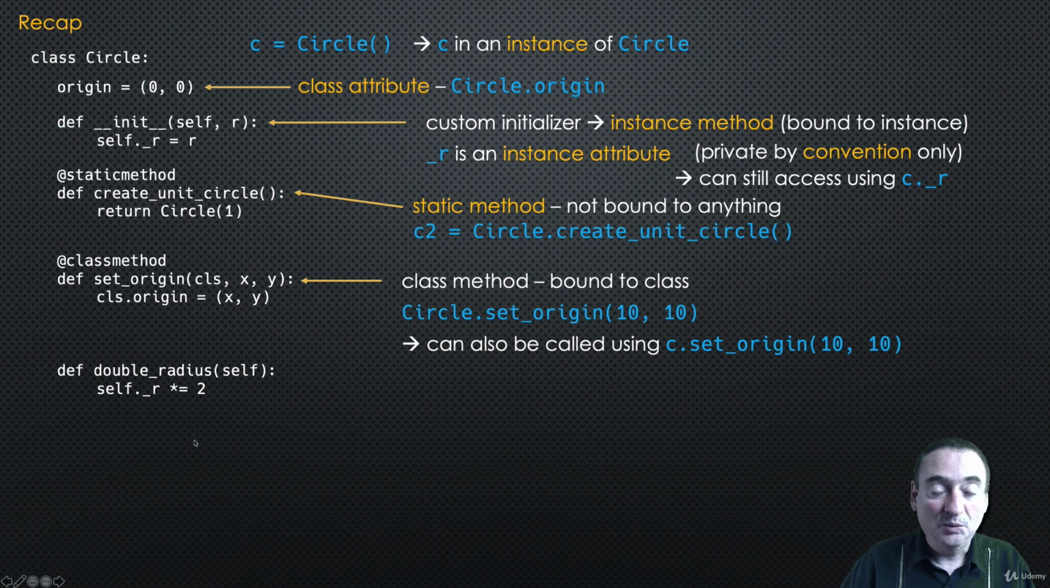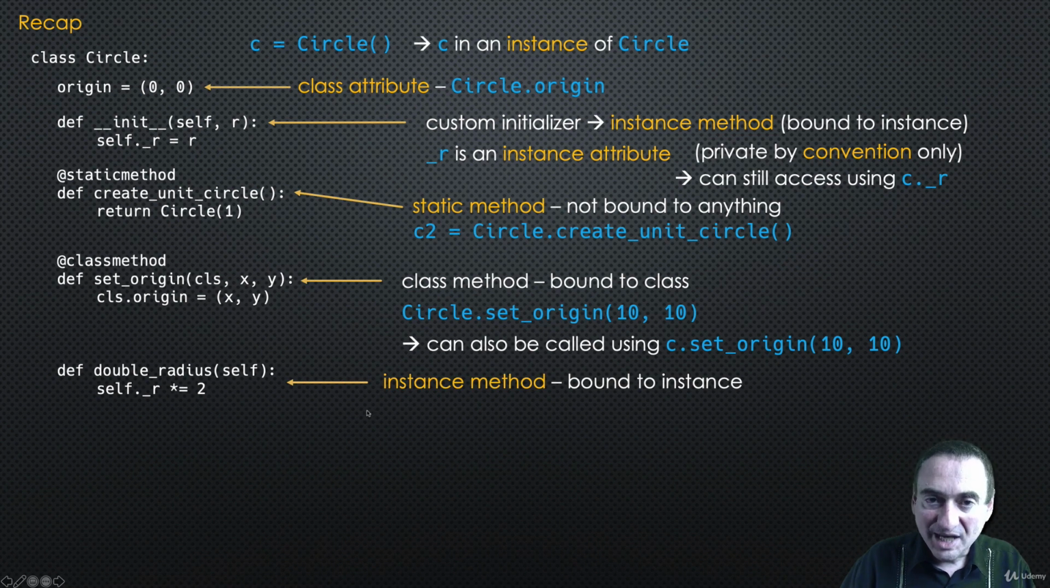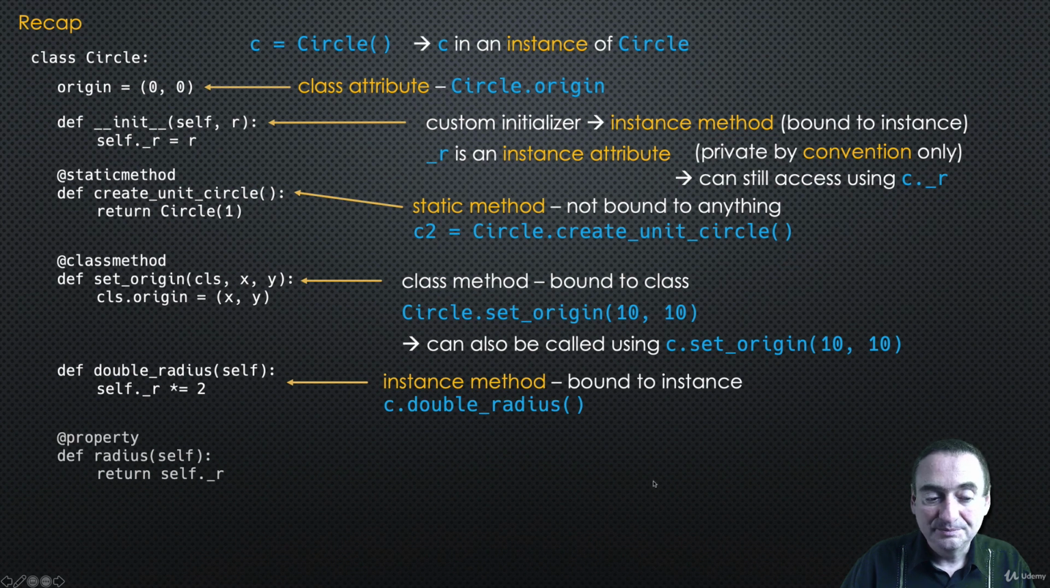Now we have this double_radius, for example. That's an instance method. It'll be bound to the instance when it gets called from the instance. So if we call c, which is an instance, .double_radius, it's going to look at c's _r and then multiply it by 2 and replace it.